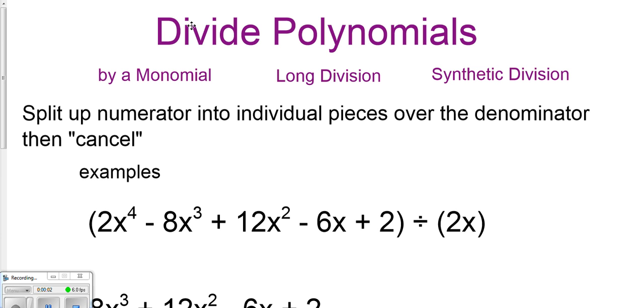For our next video, we're going to look at dividing polynomials. Again, we've split it up into three different ways: by a monomial, long division, or synthetic division. For this first one, we are just going to be looking at monomials, or at least at first, we're going to look at how to divide just by monomials.